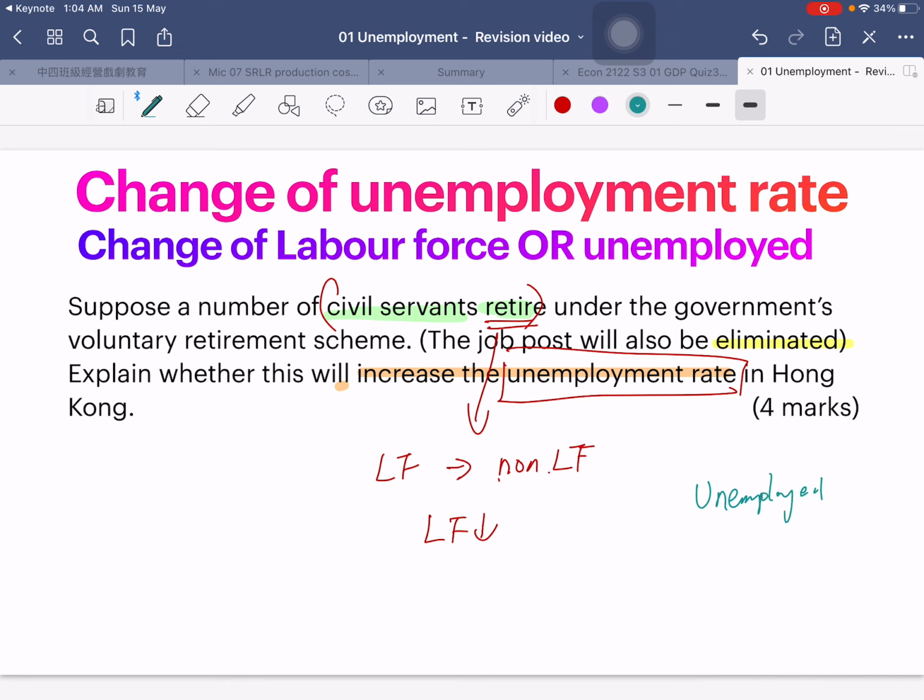Here, we found that after the retirement of the civil service, no unemployed person can get a job because of their retirement. So that's why unemployed is unchanged. Okay, so we found the changes of the labor force and unemployed, and then we can do the questions.